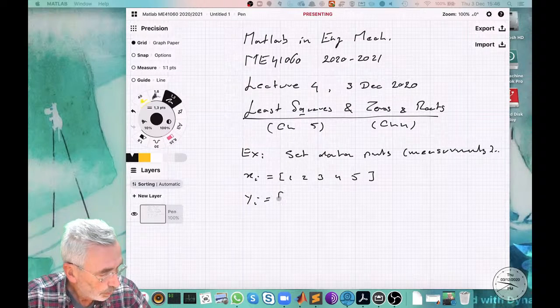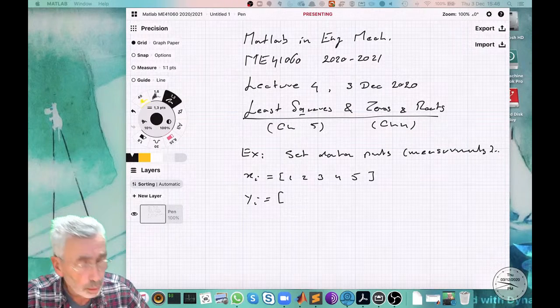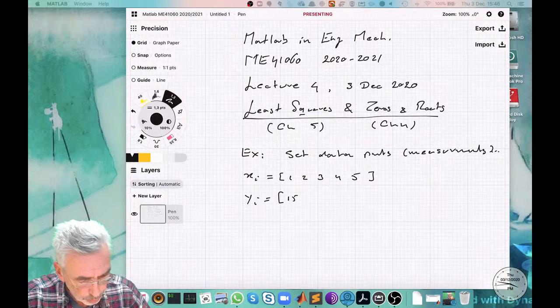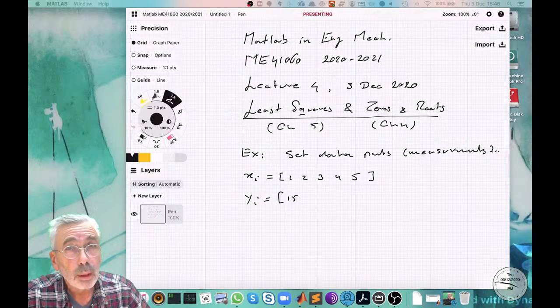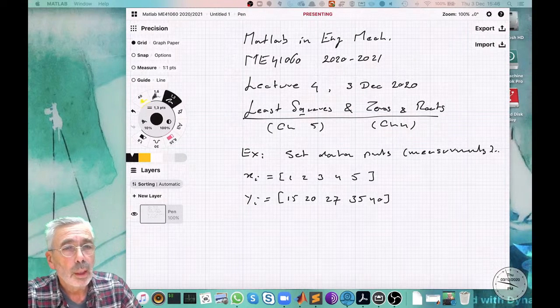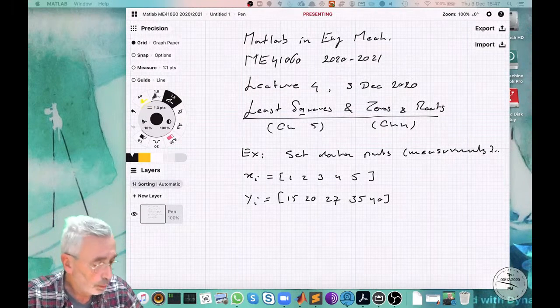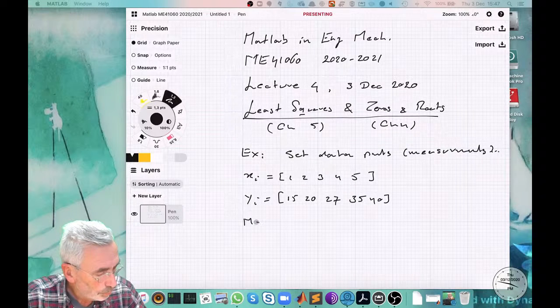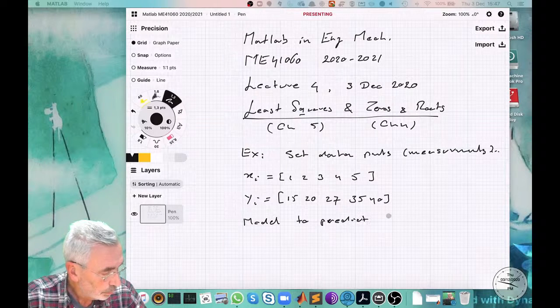And that's a measured quantity, and we only measure up until 2 digits apparently, so that's 15, 20, 27, 35 and 40. Now our question is, can we make a model? Is there a model that can predict the data, to predict y as a function of x?